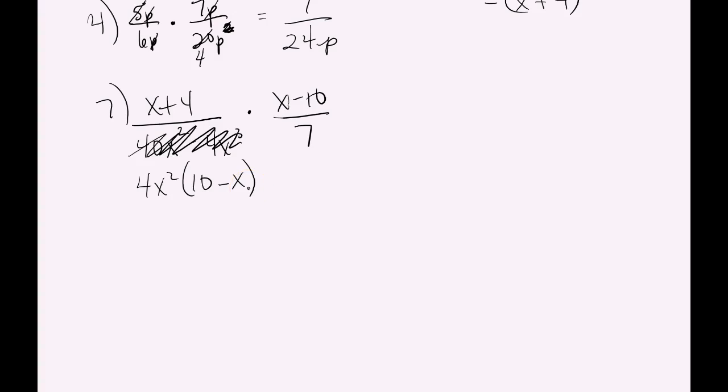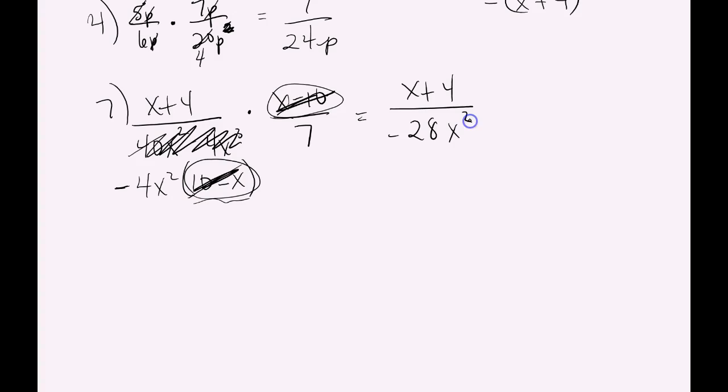Now, what's the good in that? Well, it's the same trick as the one before. See how similar these look? These are the same thing if you take a negative 1 out of one of them. So I'm going to take a negative 1 out of this one, and then they will match, and then I will cross them out. So the only thing left on top is x plus 4, and 7 times that is a negative 28x squared. That would be my final answer.